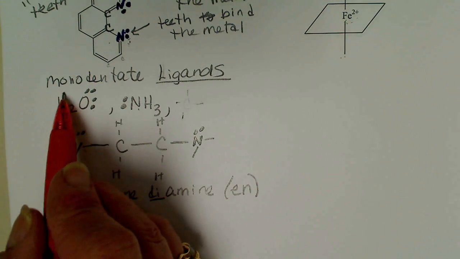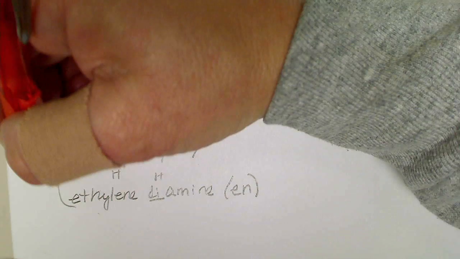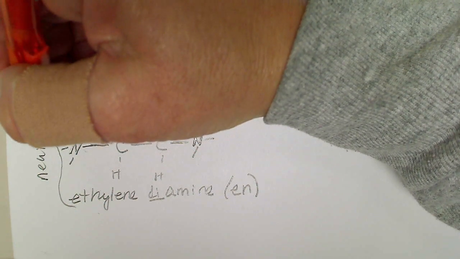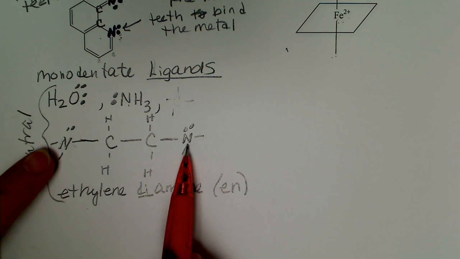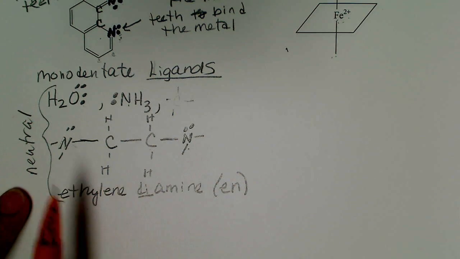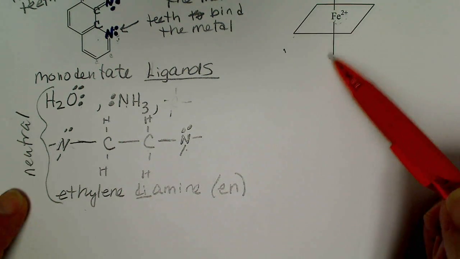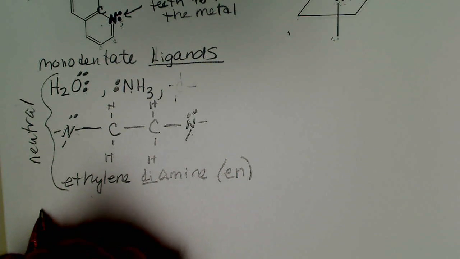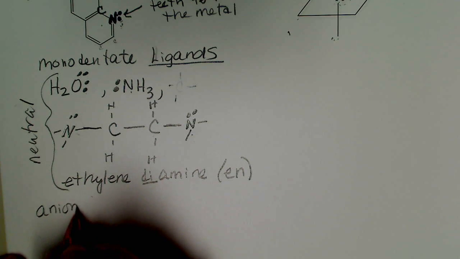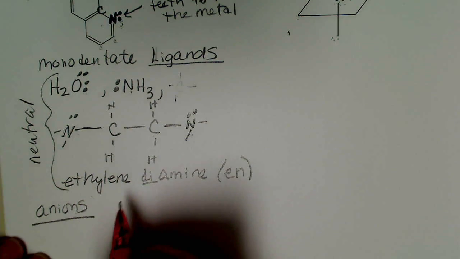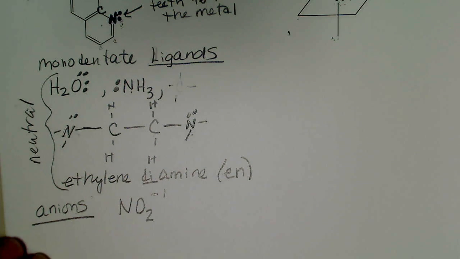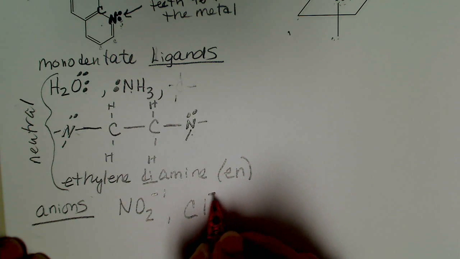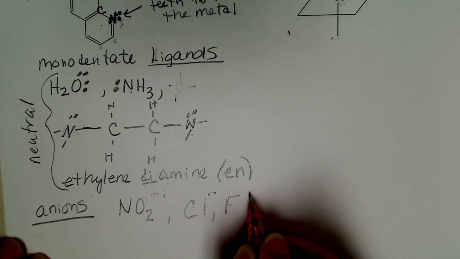So these monodentate ligands are neutral. That means they do not have a charge. They are just neutral covalent compounds. But because of the lone pairs and the size, if we have a longer molecule, those lone pairs will be attracted to the metal. There are also anions that serve as monodentate ligands, and one of those is nitrite, NO2 with a -1, or a chloride ion, or a fluoride ion.